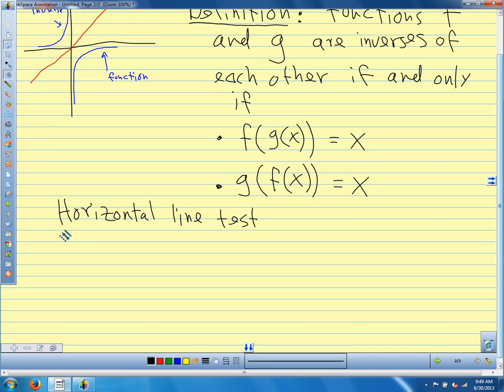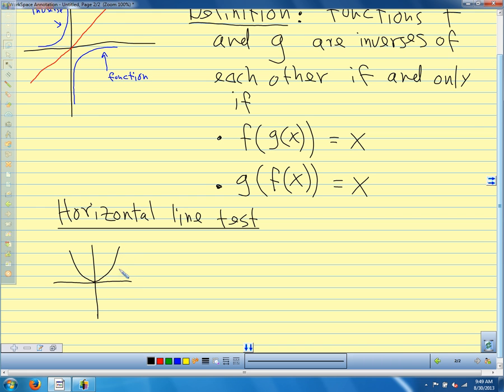So let's draw a couple of quick pictures here. If I have a graph, a parabola, y equals x squared. Here's my horizontal line. And this would be a fail because it crosses the graph in two places. So this function does not have an inverse.